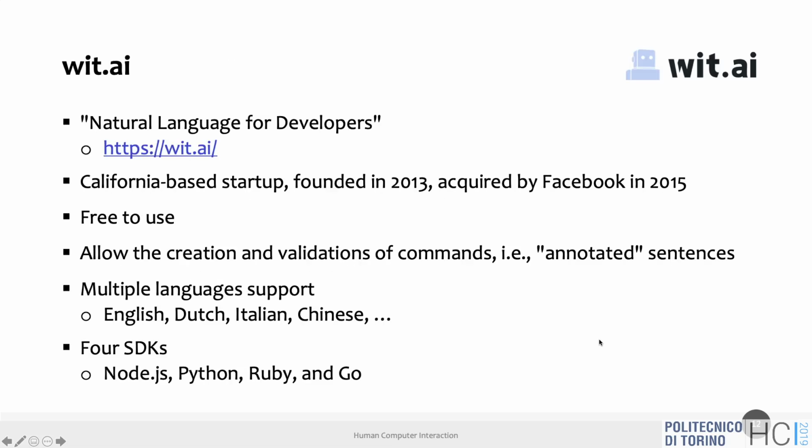So for instance, Wit is a website, a California-based startup, founded in 2013 and then acquired by Facebook in 2015. It's free to use and it's quite minimal in comparison to other platforms, with multiple language support. You can also mix these languages in the same conversation. As for SDKs, one in Node.js, one in Python, one in Ruby, and one in Go. It doesn't have PHP, so we are not going to use this. And it's also quite minimal, so we are not going to use it for that reason also.